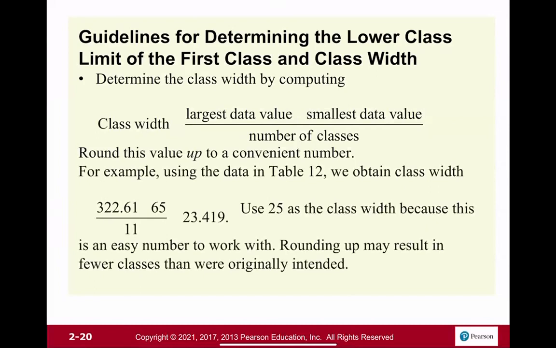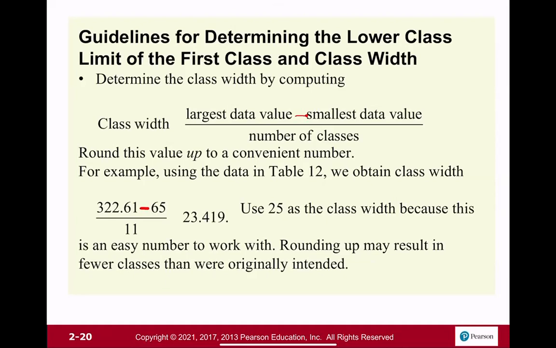For example, using the data in table 12, we obtain the class width of, oh, and we also want to have these full data values. So that should be a minus in the middle right here. That should be a minus right here too. Yeah, so when we subtracted those two values, 322.61 minus 65, the largest data value minus the smallest data value, we divided by 11 because I wanted roughly 11 classes. And we saw that 23.419 was the result of that computation.